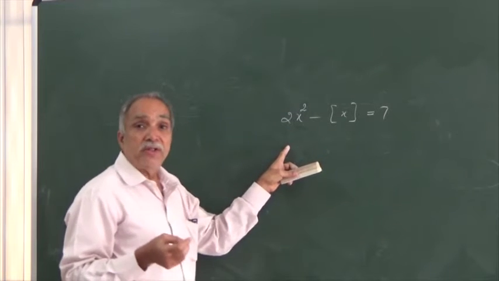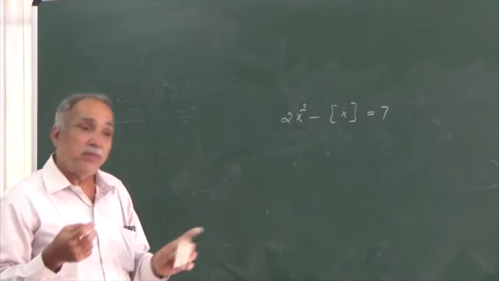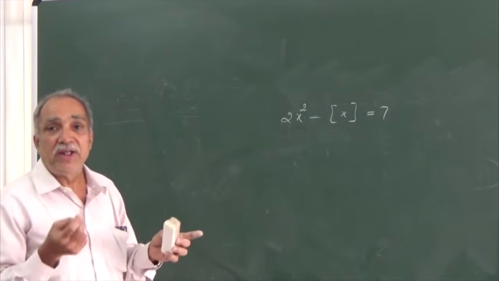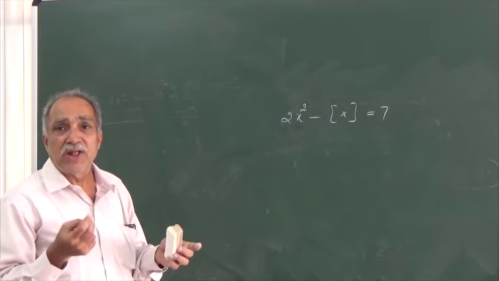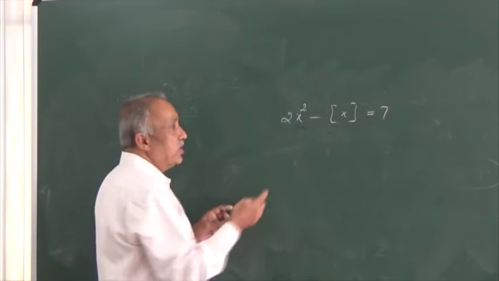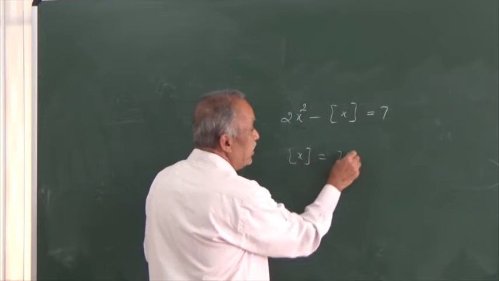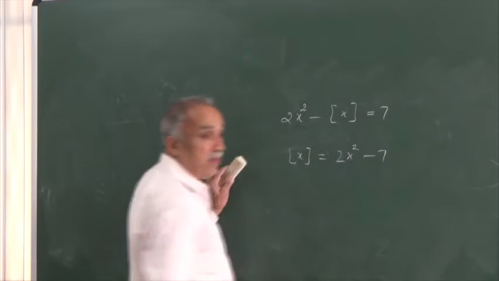To avoid the job of guessing those two intervals, let me follow a totally different, more logical approach. No guesses will be involved now. What I do is, suppose you rewrite this equation as integer part x equal to 2x square minus 7.